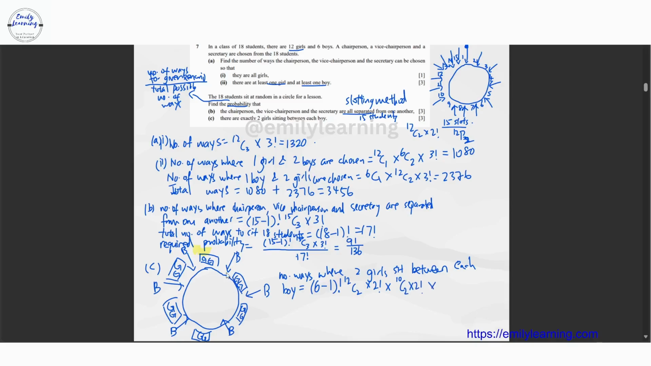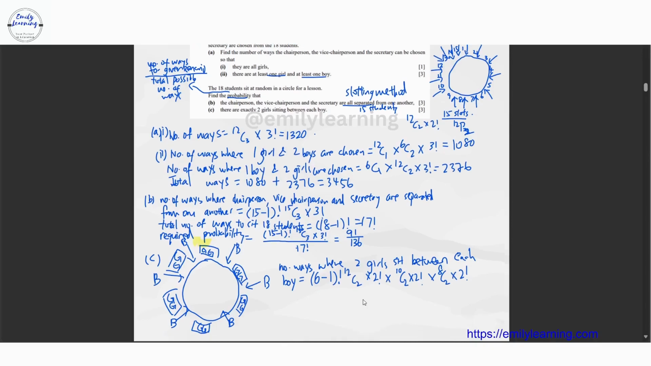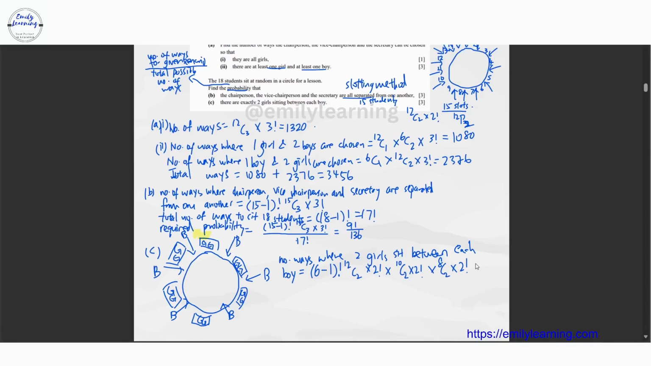Okay, then after choosing 2 girls followed by 2 girls, there are 8 girls left. So it's 8 choose 2. Then I can permutate them. They can swap position, so I times 2 factorial. Then I have 6 girls left, so it's 6 choose 2 times 2 factorial. So I've done this, I've done this, I've done this. So there are 6 girls left. So now 6 choose 2 times 2 factorial to choose these 2 girls and sit them. Because they can swap position, I need to times 2 factorial.